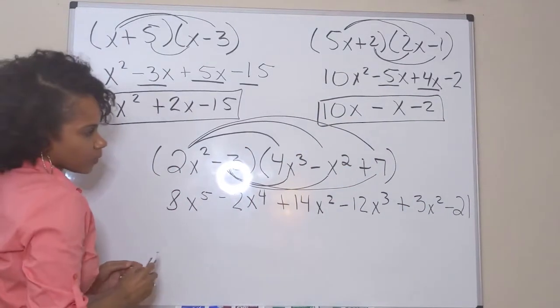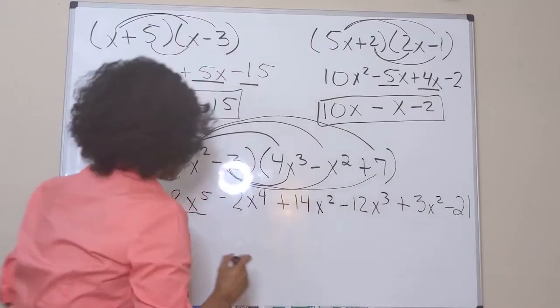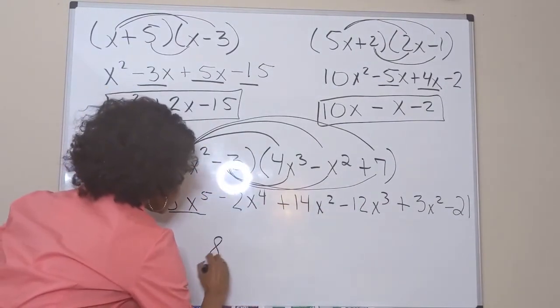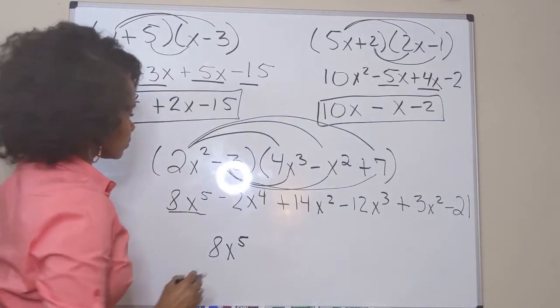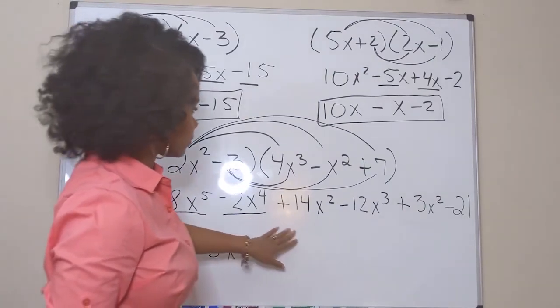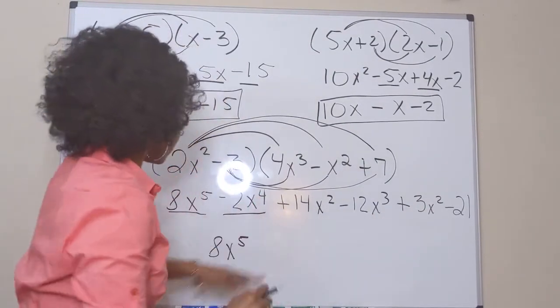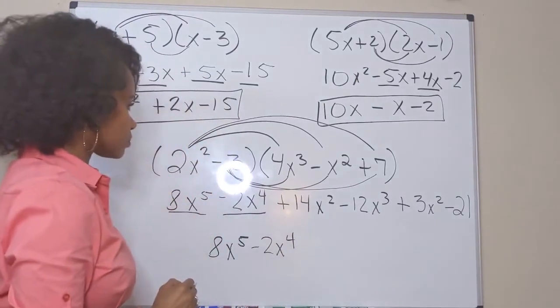Alright, so I'm looking for like terms. I don't have anything else with x to the fifth, so I just bring down that 8x to the fifth. And then looking for more like terms, negative 2x to the fourth. I don't see any other terms with the x to the fourth, so I simply bring down that negative 2x to the fourth as well.